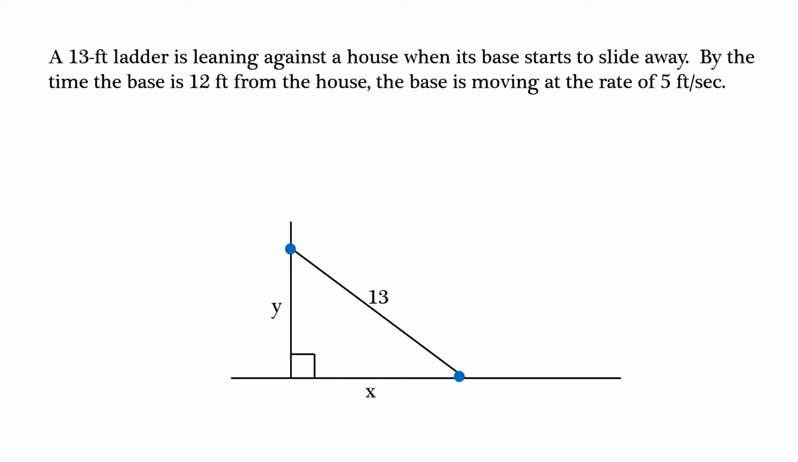According to the problem, there is an instance in time when the value of x is exactly 12, and at that precise moment, the rate of change in x is 5 feet per second. So we can say that dx over dt is 5 feet per second.